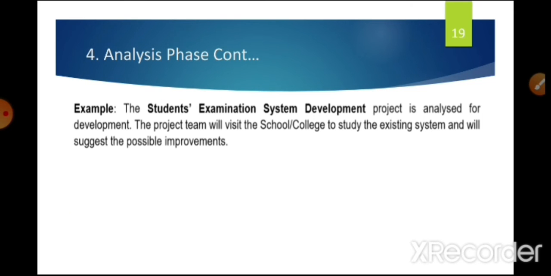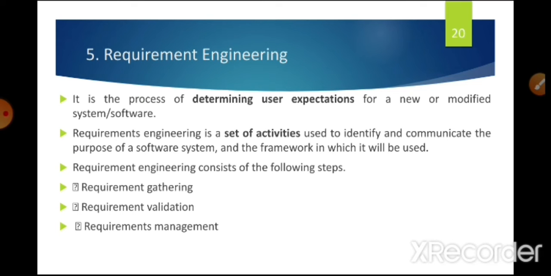The example that we are discussing is about the examination system. In the analysis phase, the project team may visit the school or college or university or the organization for which the software is required, to study the existing system and will suggest possible improvements in the existing system. After this analysis phase, the next phase is requirement engineering.